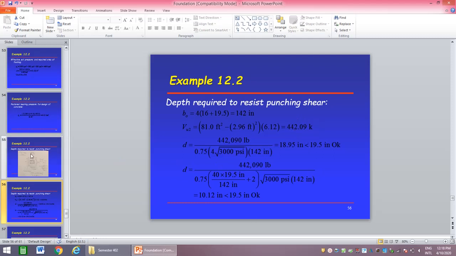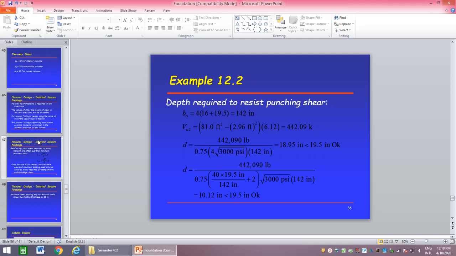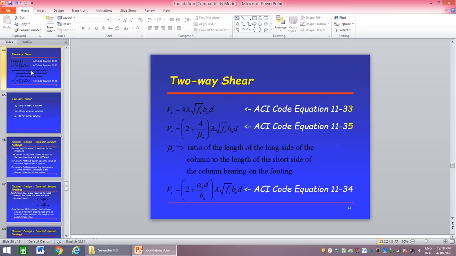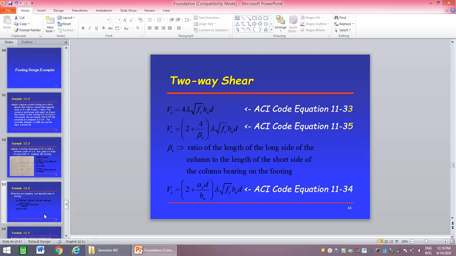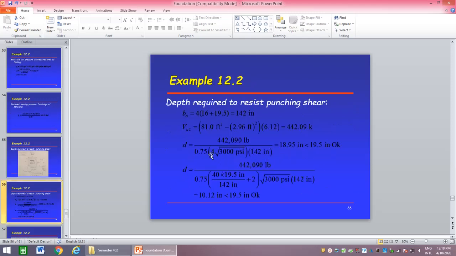Now from the formula, here in the formula it is given here, V c is equal to 0.5 d. Based on this two-way shear, you can easily calculate what is d here. This is V u, d is equal to V u over 0.75 times 4 under root 3 psi 142, that is B naught. It is coming 18.95 and we provided 19.5. This is okay.